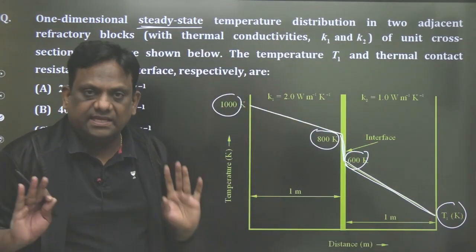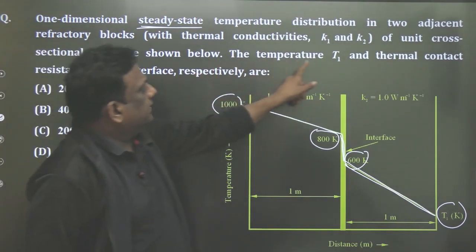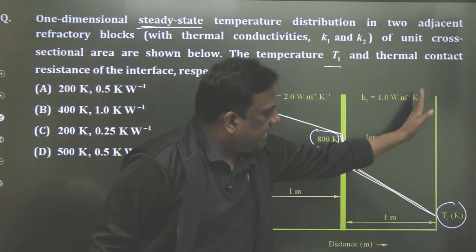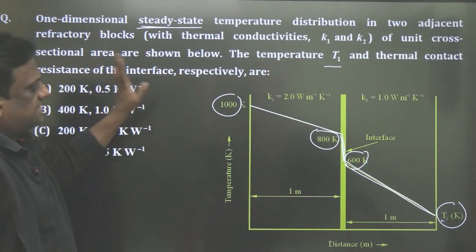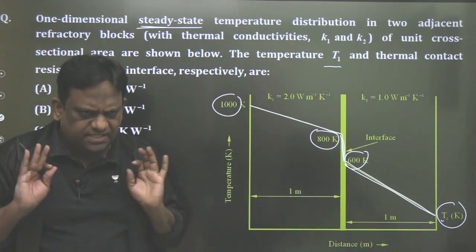Now, what is he asking in the question? Find the temperature T1 at the extreme right side of this block, and the thermal contact resistance is also asked in this question. Very simple, sir.